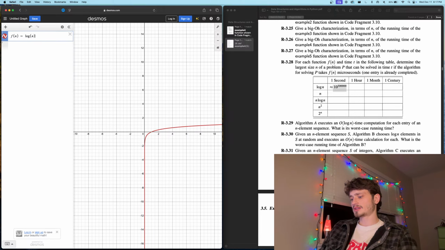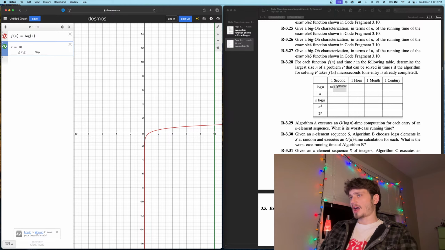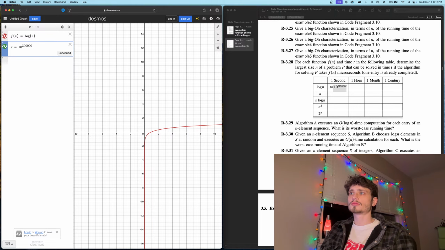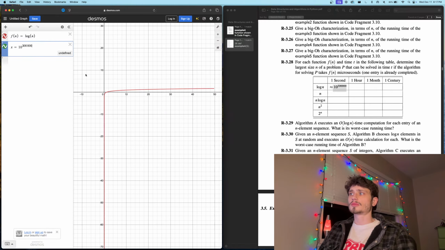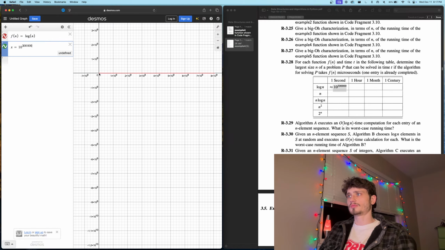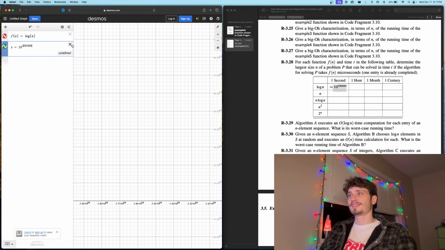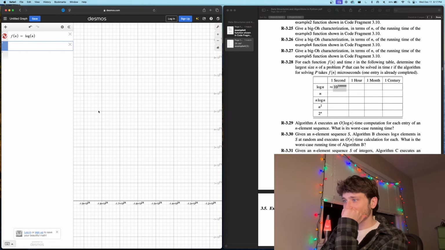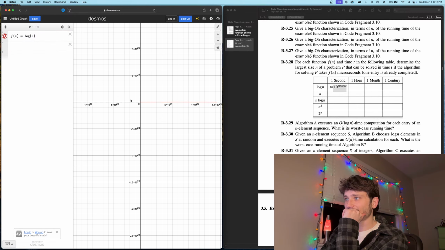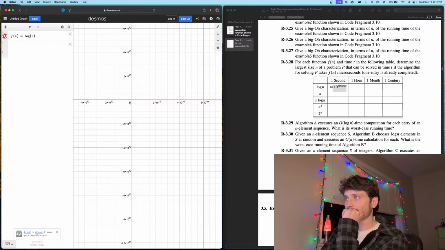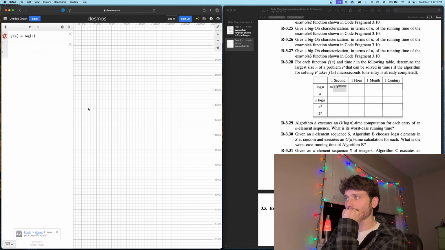So if I go x is equal to 10 to the power of 1,300,000, it's just going to be huge. There's just no way, right? Yeah, there's no way. Whoa, shoot. Scale in here.